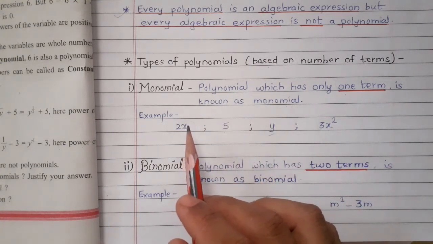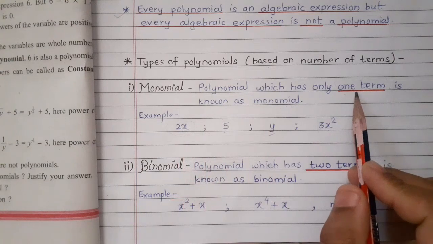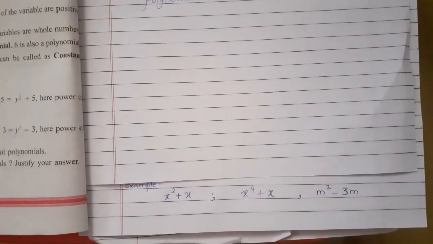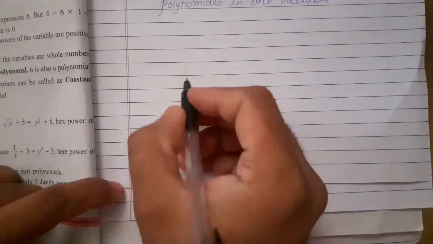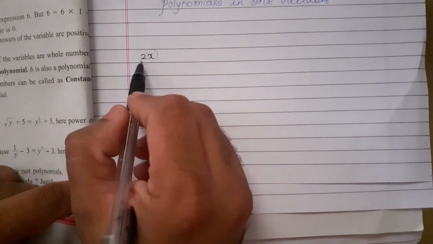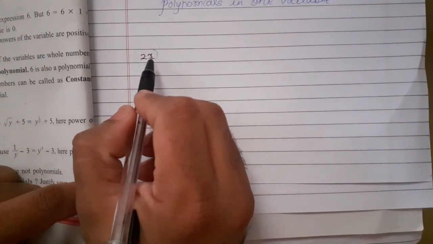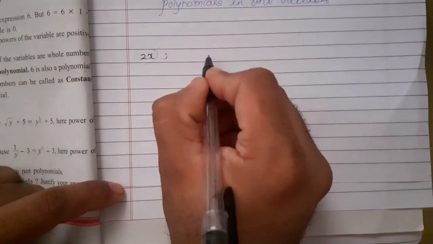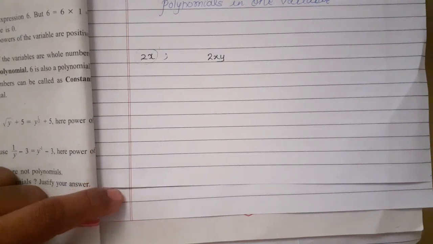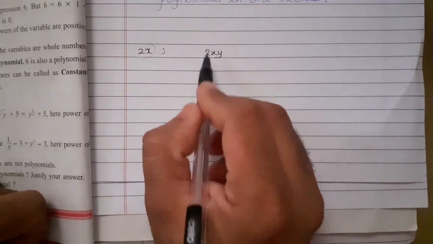In any polynomial, if there is only one term, at that time that polynomial is known as a monomial. Suppose we have the polynomial 2x. Here in this polynomial only one term is present, that is 2x, so it is a monomial. If we have a polynomial like 2xy, then this is also a monomial.